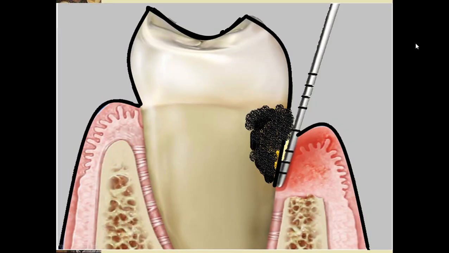Before we go into the detail of pocket formation, let us see what will be there in a healthy condition. In healthy condition, the junctional epithelium in the gingiva lies at the cemento-enamel junction. This is the cemento-enamel junction, and the junctional epithelium in healthy condition lies here. And all the structures of the gingiva and periodontal ligament are intact, and the alveolar bone is also intact.